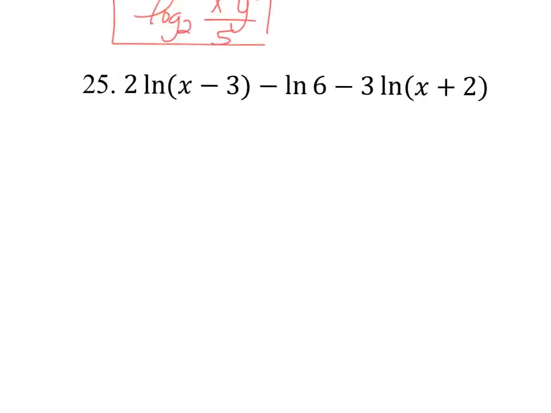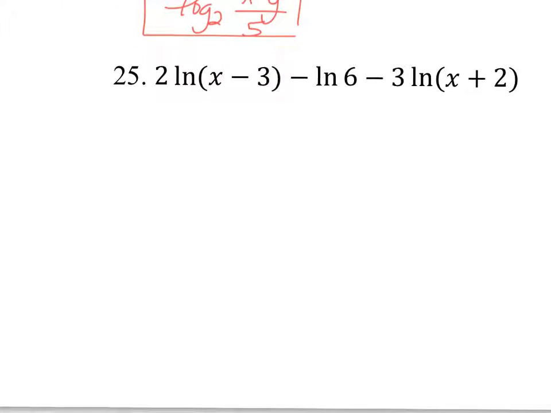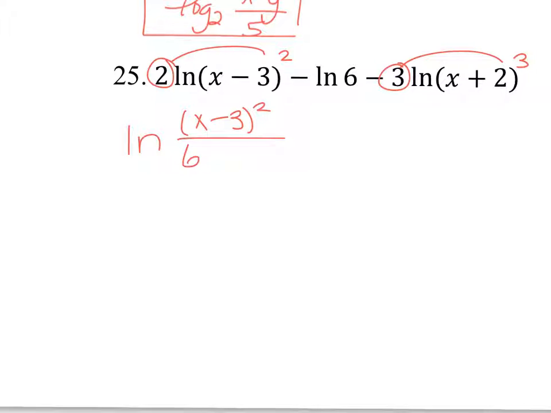If I look at 25, this 2 becomes a squared, this 3 becomes a cubed. So I have ln of x minus 3 squared divided by 6 divided by x plus 2 cubed. And there's nothing I can do, so I'm done.